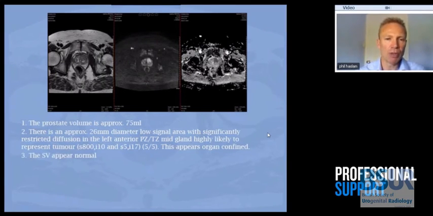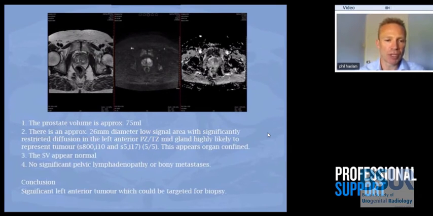Seminal vesicles are normal. I've already looked at those on other slices. I haven't found any significant pelvic lymphadenopathy or bony metastases. So, in summary, what have we got? We've got a significant left anterior tumour which could be targeted for biopsy. That's pretty much what our urologists want to know from me.